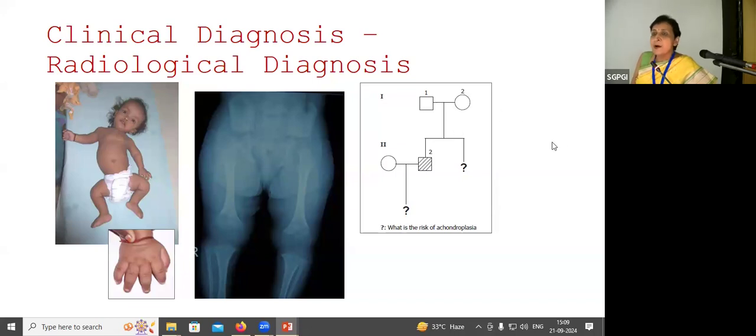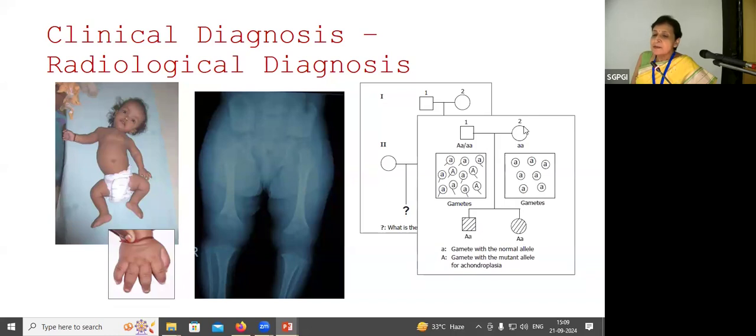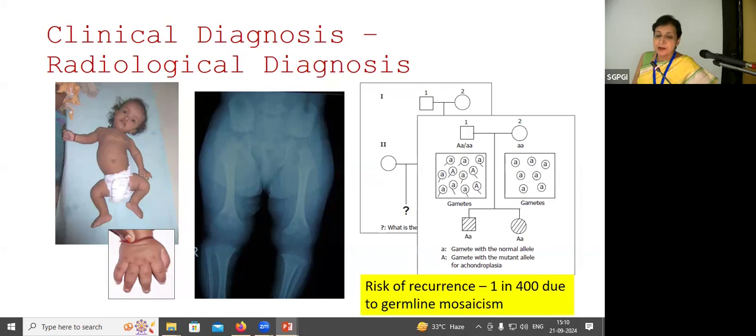But what has been observed is that sometimes even if the parents are normal, they can have two children with achondroplasia, because one of the parents may be germline mosaic, having some cells with the mutation in the gonads. Hence any family who has one child with achondroplasia and wants to find out whether the next fetus has achondroplasia needs molecular testing, because short long bones will not appear before the third trimester. So if you want early prenatal diagnosis, molecular testing has to be done. The risk of recurrence in these siblings would be 1 in 400 if their parents are normal.